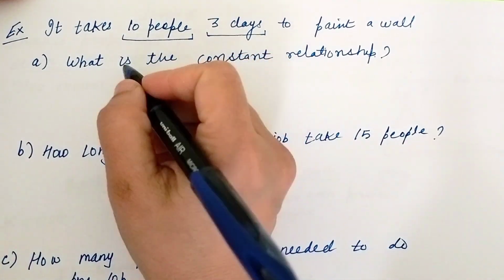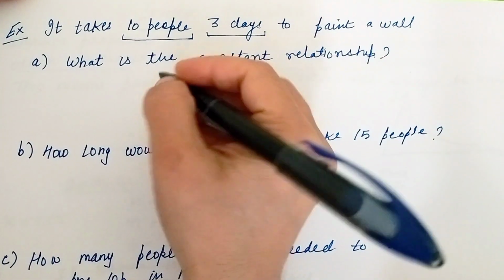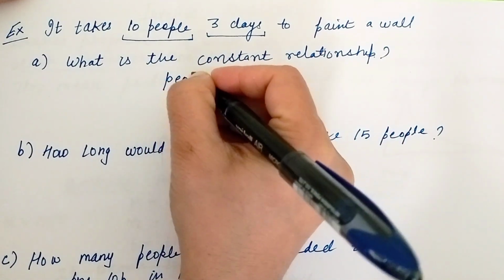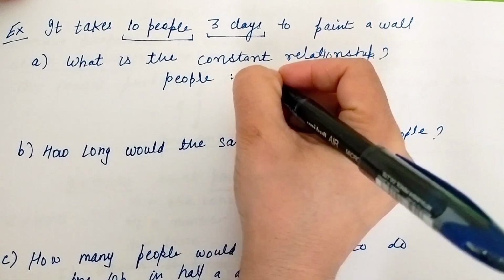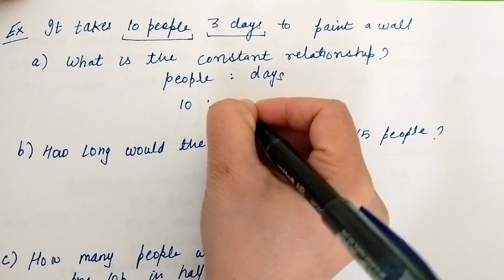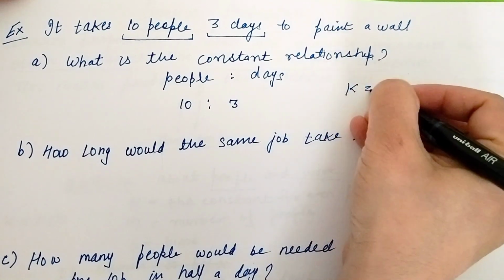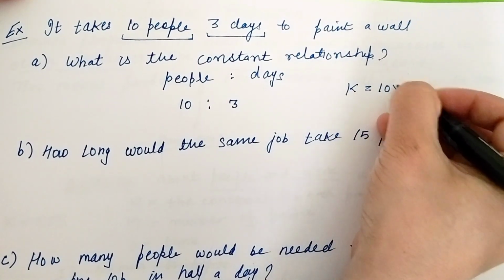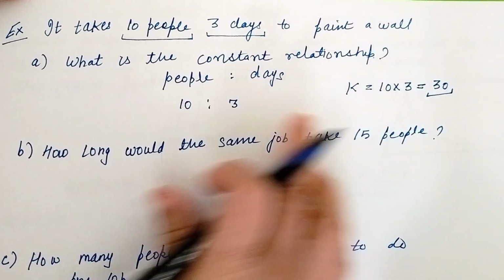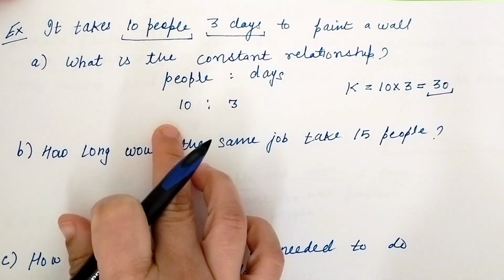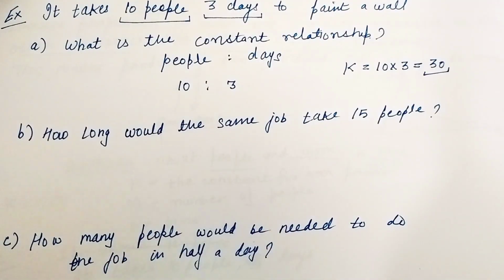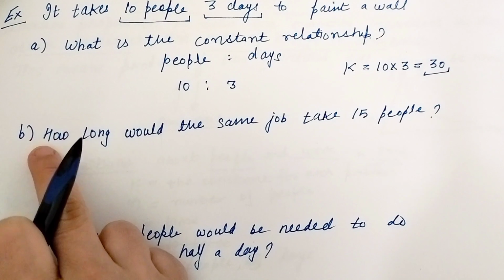So what is the constant relationship? That means it is asking about k. First of all we will write people ratio days, and this is 10 ratio 3, and k, the constant relationship, is 10 multiplied by 3 which is 30. So the product of people and days should always be 30 in these types of questions. Now it would be very easy to attempt this part.